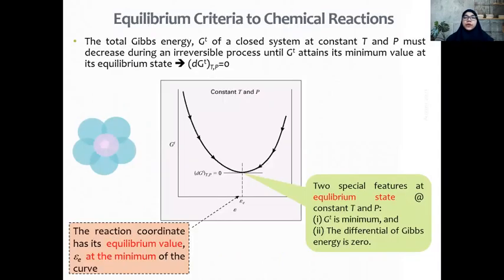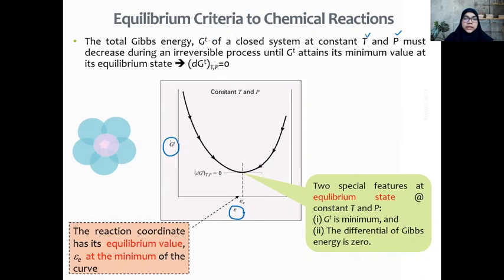Okay, next we move to the equilibrium criteria for chemical reactions. How can we characterize equilibrium in a chemical reaction? It is based on the total Gibbs energy, denoted by G^t, in a closed system at constant temperature and pressure, by plotting G^t over the reaction coordinate. So we consider the irreversible process. Irreversible means we have only one direction of the reaction.